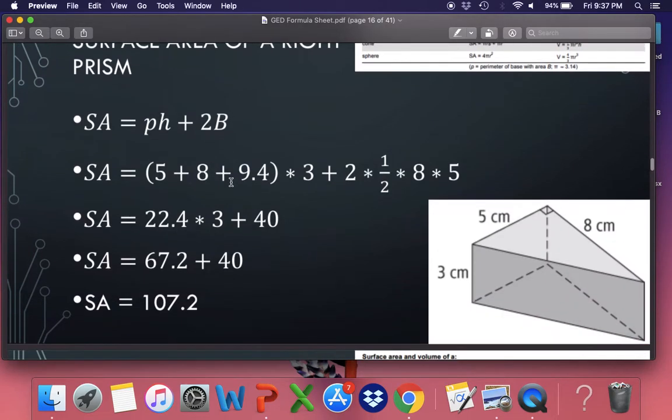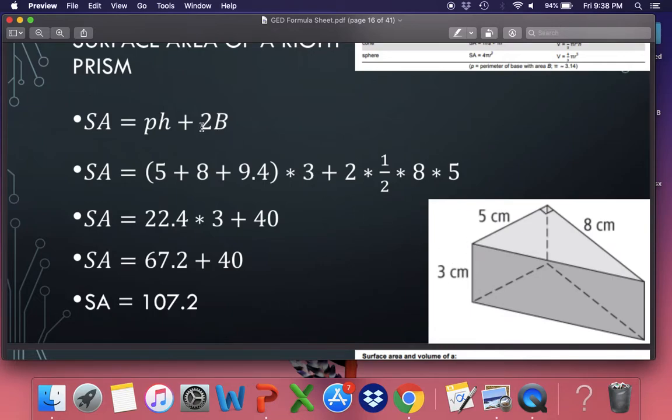Surface area of a right prism is going to be P times H plus 2 times the base. So perimeter, the distance around the bottom, times the height. I had to do the Pythagorean relationship because this is a right triangle. So it's 5 on this side, 8 on that side. So 5 squared plus 8 squared gives me 89 if I'm not mistaken. So the square root of 89 would be 9.4. So that long side is 9.4. So that's my perimeter, 5 plus 8 plus 9.4, times 3, which is the height.